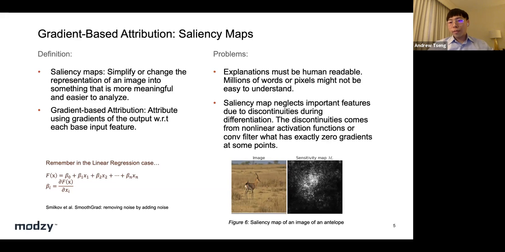The second problem is that gradients are noisy. I'm going to further explain what I mean in terms of noisy in the next slide. But basically, in short, this noisiness comes from the discontinuities and the sharpness of nonlinear activation functions, such as the max function, such as the ReLU function. And also there are things in the convolutional layers that could lead to noisy gradients.